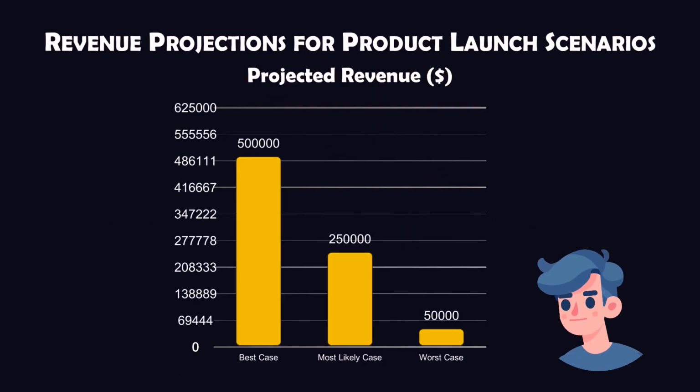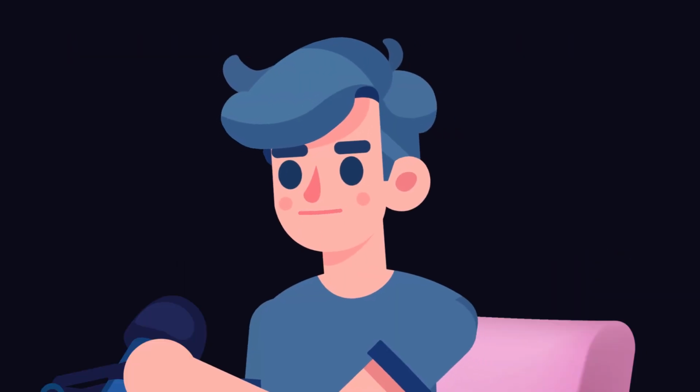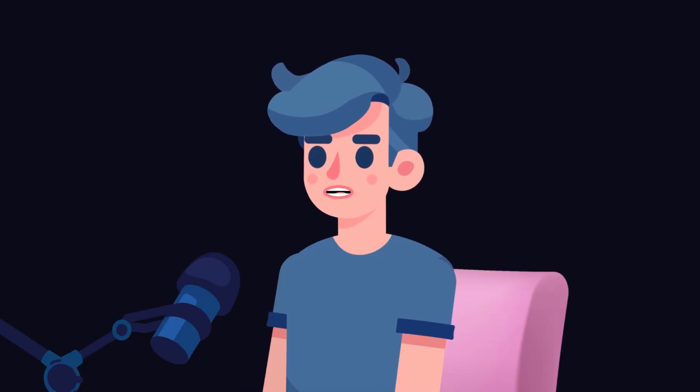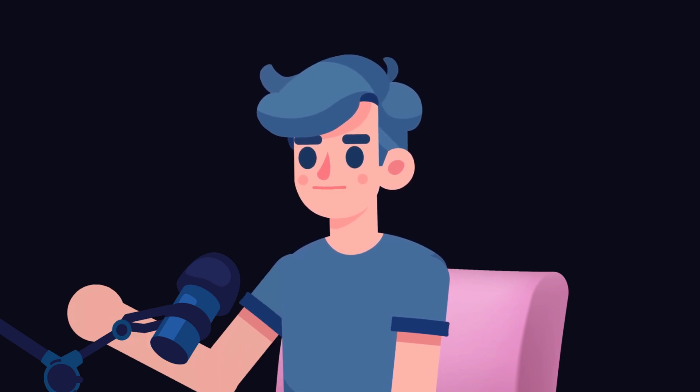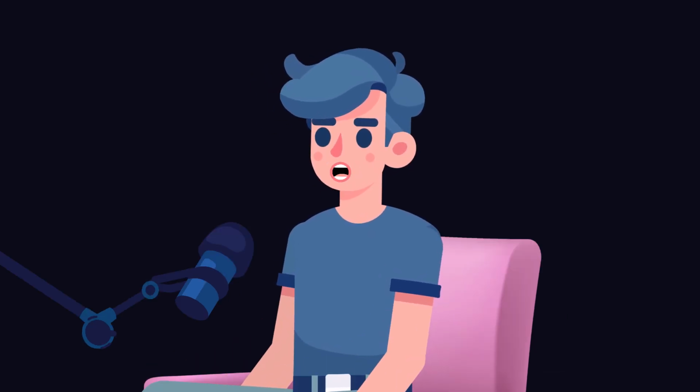Now, let's break down the revenue projections for each scenario. We'll use a simple bar graph to compare the projected revenues. As seen in the graph, the best case scenario projects a revenue of $500,000. The most likely scenario projects $250,000. And the worst-case scenario projects only $50,000. This visualization helps the company prepare for different outcomes and make informed decisions.